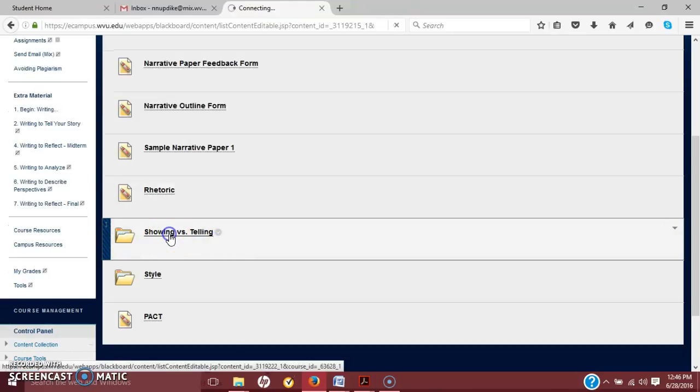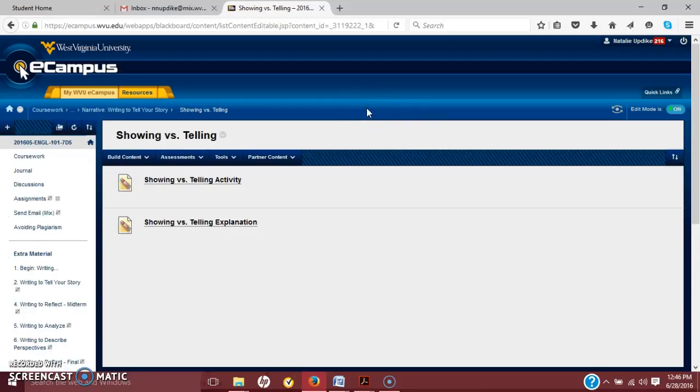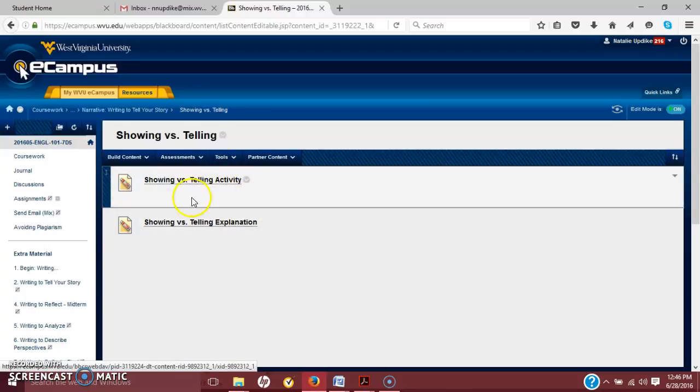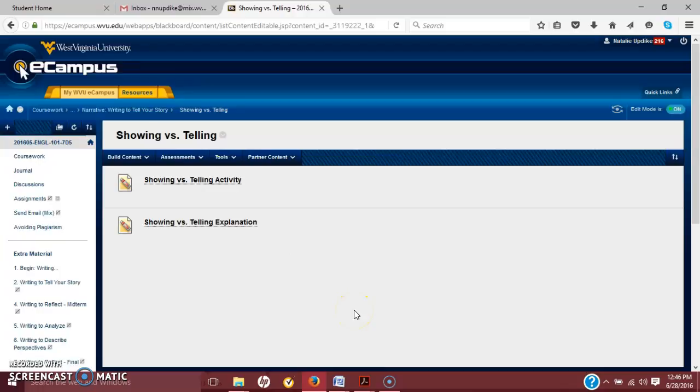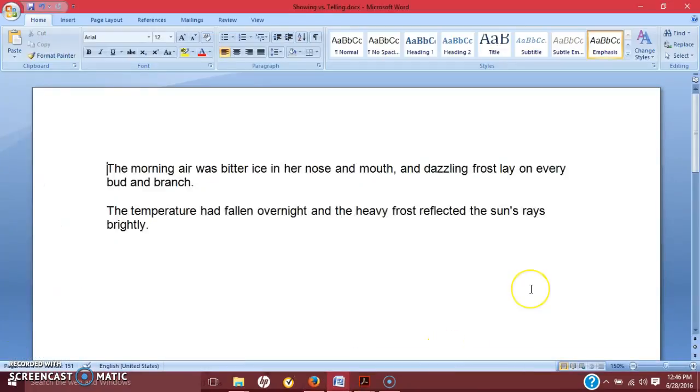So the showing versus telling folder is what you accessed to get to the two activities. One is a PowerPoint presentation and one's just a couple of sentence groupings. In yesterday's video, we looked at the sentence groupings, but we didn't have time to get through them all, so we're going to take another look at those. In this activity, I want you to read both sentences, and there are 3 bundles, and then decide which sentence is showing and which sentence is telling.